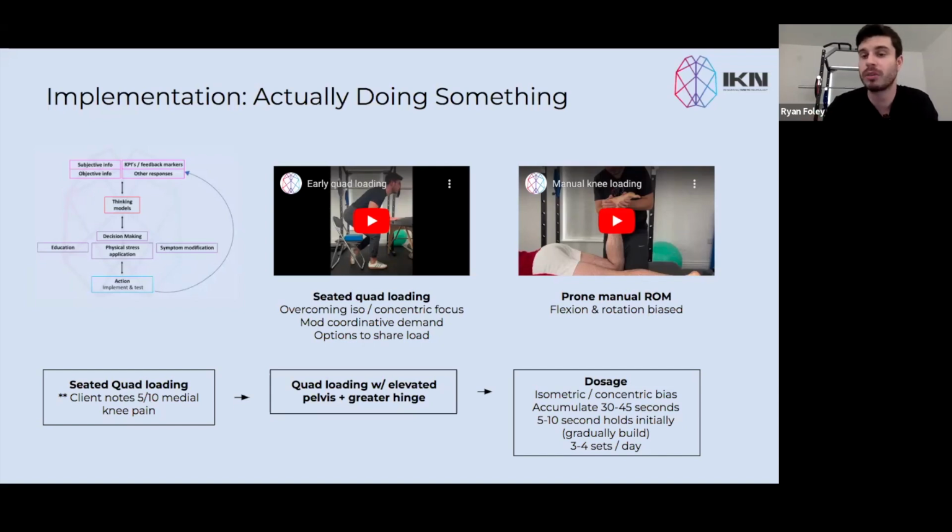Of course, we're not going to get through every single exercise strategy that we utilize with this specific client. Just some key ones that we arrived at based on the decision-making framework that we worked through previously.